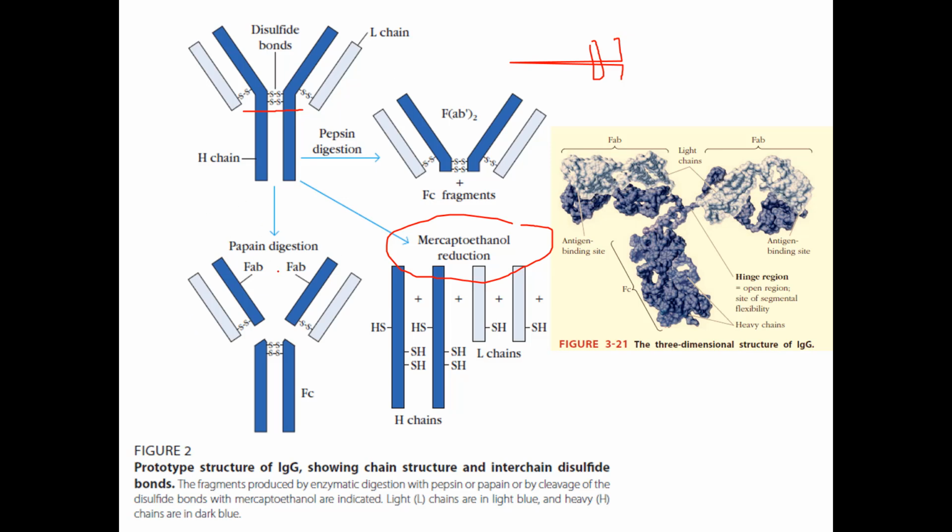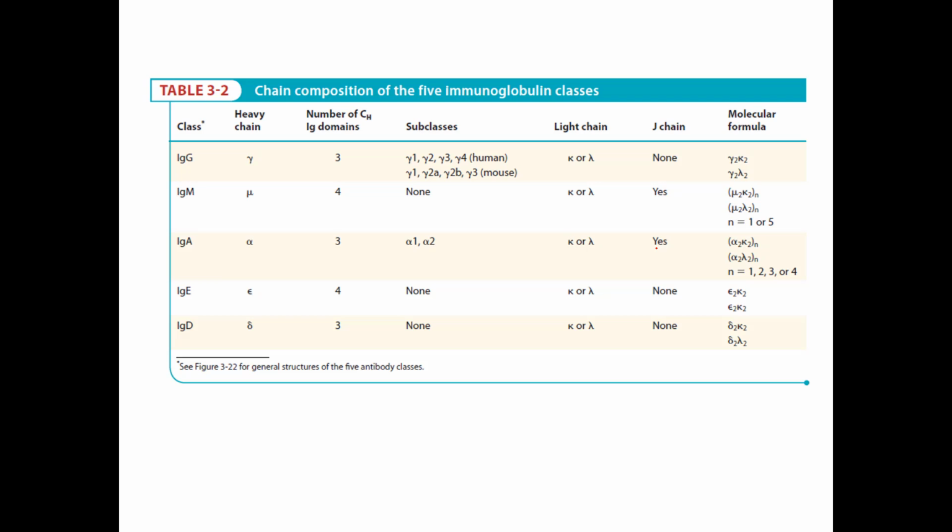But if you perform papain digestion, it will cleave above the disulfide bond. So what we will receive after digestion is two Fab fragments like this, and two Fc regions which are joined together by the disulfide bond. So this is what we will get, and here you can see a three-dimensional structure of the immunoglobulin IgG. Now we will come to the different classes of immunoglobulin.